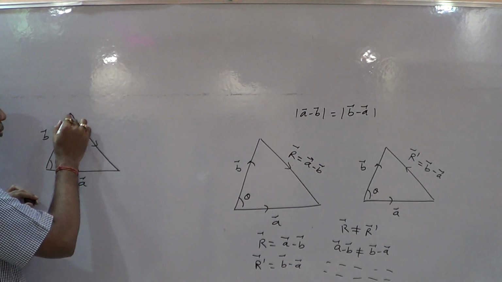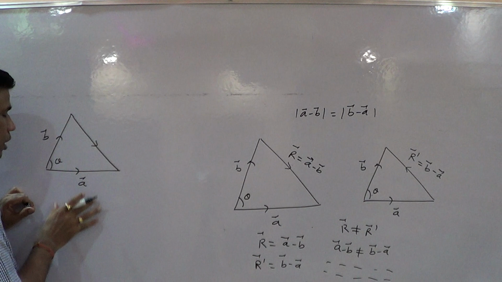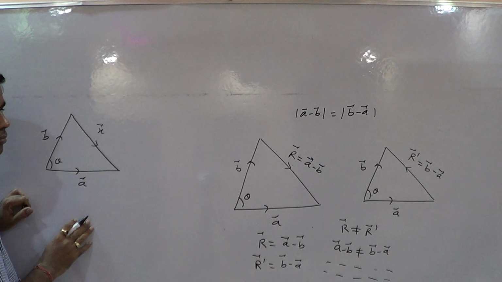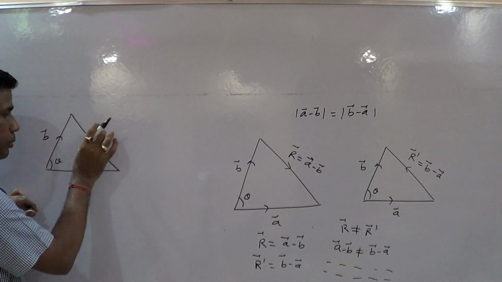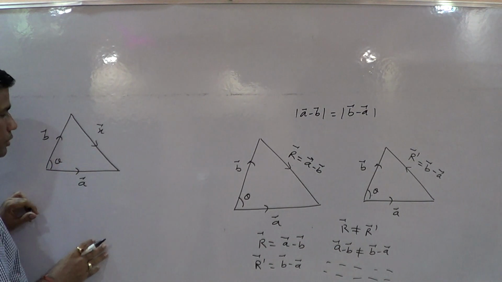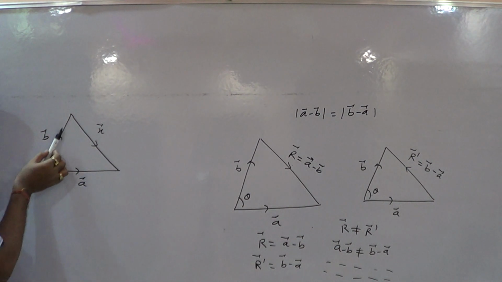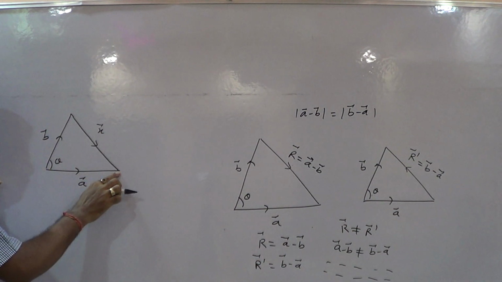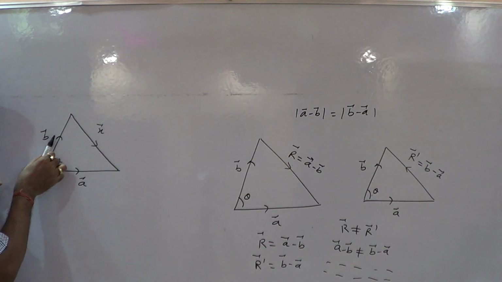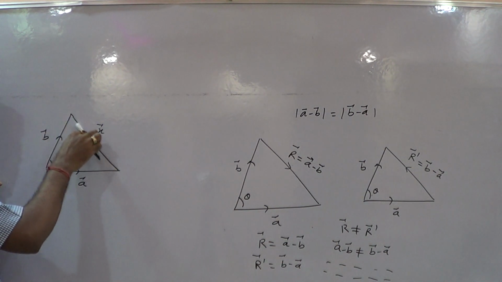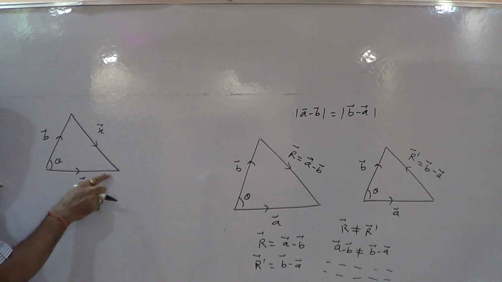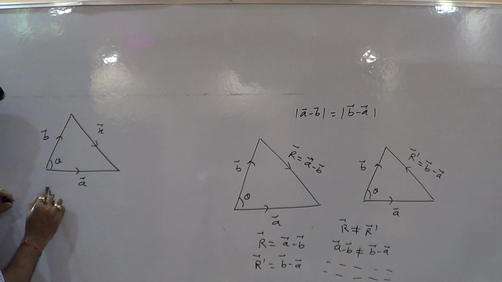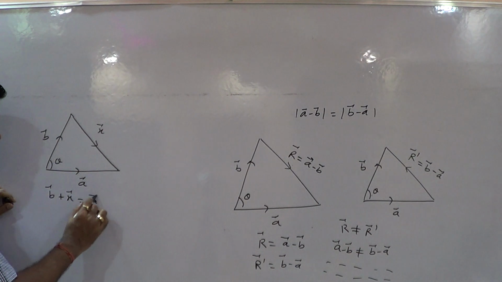But suppose any one of you, or so many of you, are not accepting that this is a minus b. So suppose this is vector x. Student, I am going to prove that this x is equal to a minus b. See how. At the head of this vector b, the tail of x is added, and this direction will represent the addition of these two vectors. So one can say vector b plus vector x equal to vector a.